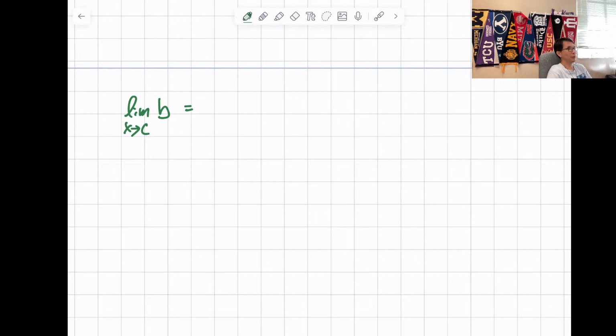And I'll give you a clue. Should I give you a clue? Think about it graphically. They both are constants. Yen, you should be able to figure this out. Yen, what do you think?